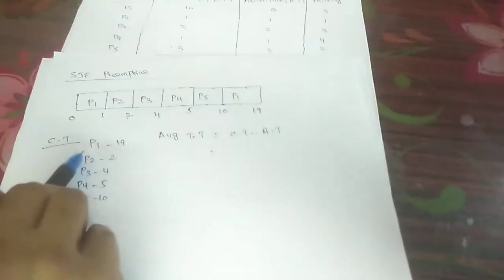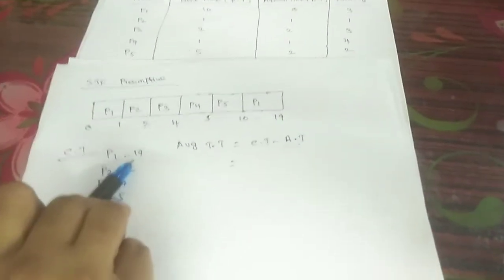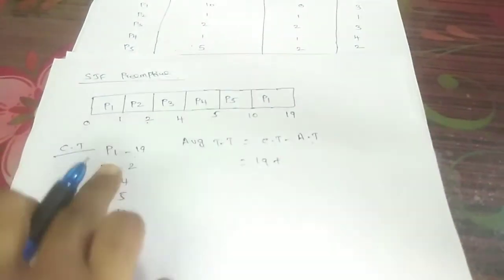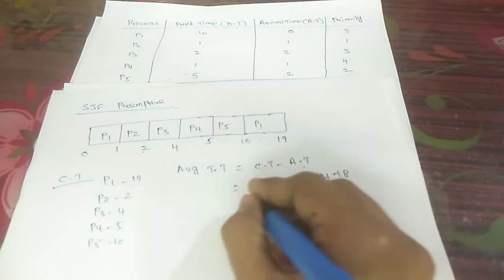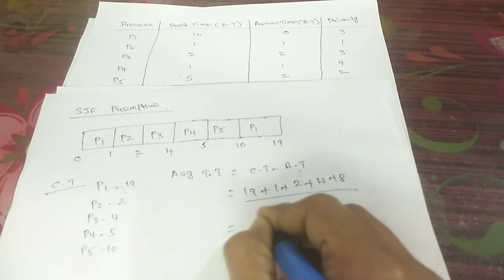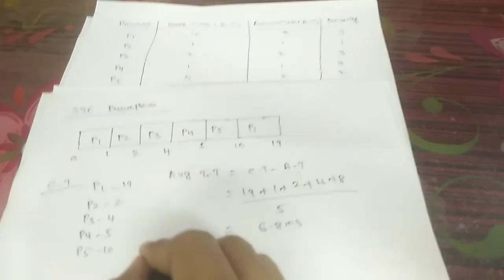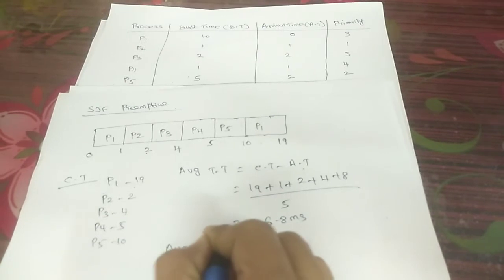Next, average turnaround time. Formula is CT minus AT, completion time minus arrival time. Completion time of P1 is 19 and its arrival time is 0, so 19. Next one is 2 minus 1, 1, and 4 minus 2, 2, and then 5 minus 1, 4, 10 minus 2, 8. Divided by 5, 6.8 milliseconds.